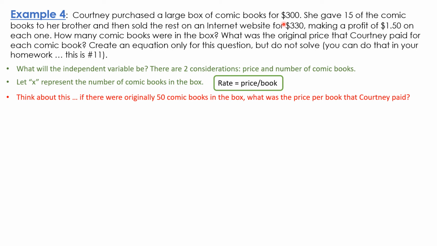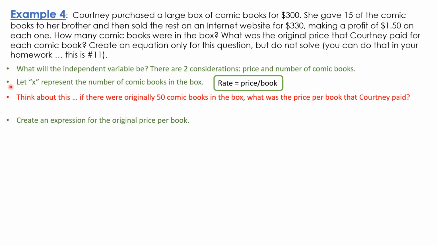That's what I always do when I don't know how to do a question. I throw some numbers in for myself and I try to actually calculate the math. What am I doing here? Adding, subtracting, multiplying, dividing. So I throw in a number. If there were 50 comic books in the box, okay, now I know what I'm doing here. I would be dividing that. So that helps me to see an expression for the original price of her book.